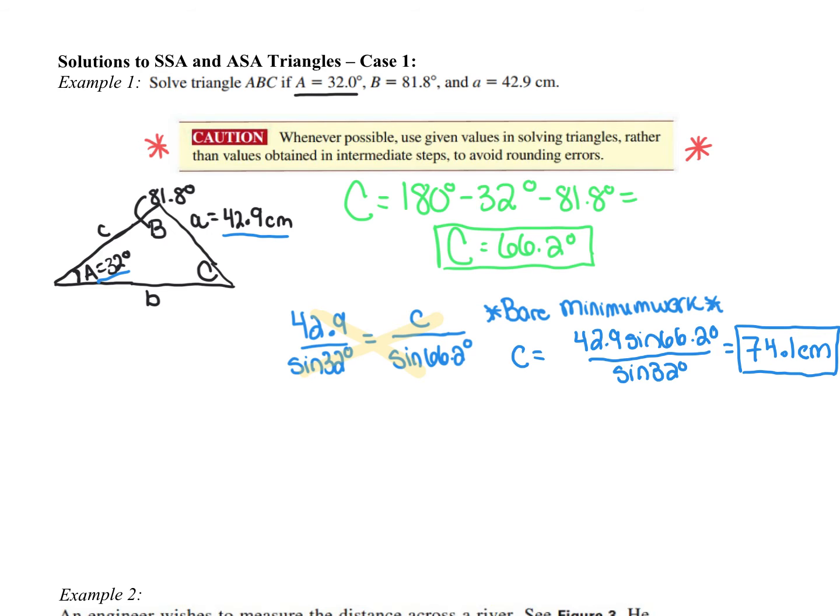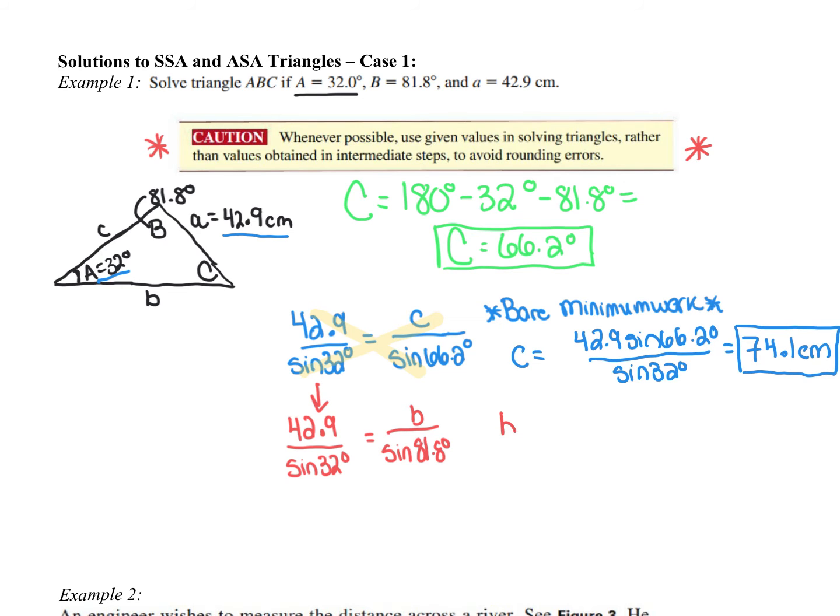Okay, I found big C, little c. All I have to find now is little b. I'm going to go back and use the same ratio because these are numbers they gave me to start with. And since they're numbers they gave me to start with, I don't want to use any part of C, because if I miscalculated any part of C, then it's going to introduce another error somewhere in my problem. So go back to what they gave us. So 42.9 over sine of 32 degrees is going to equal side B over sine of angle B, which is 81.8 degrees. Again, very bare minimum.